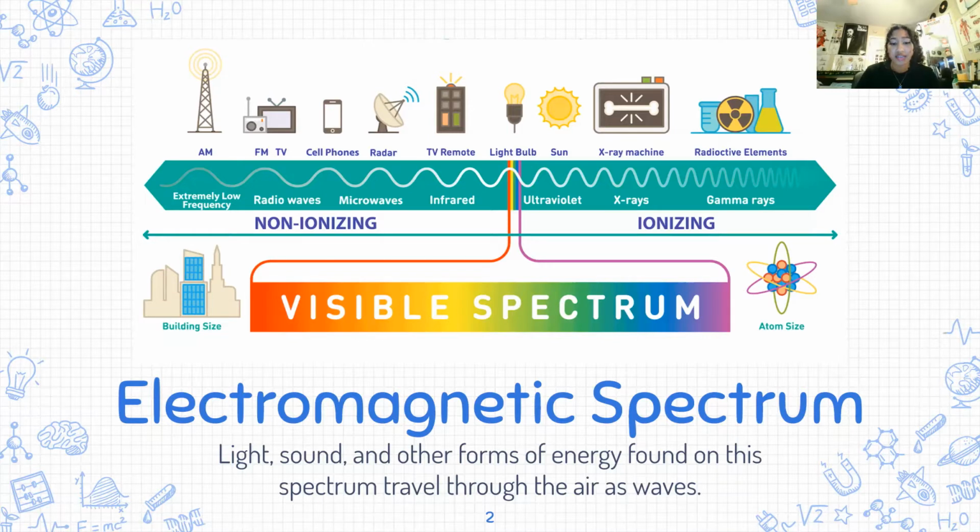Light, sound, and other forms of energy found on this spectrum travel through the air as waves. Unfortunately, this isn't something that we can see with the human eye, as it's much too small. And we can't use a microscope either, because it's much too fast. Still, all the light we are able to see travels as waves through the air. Let's talk about the characteristics of a wave.